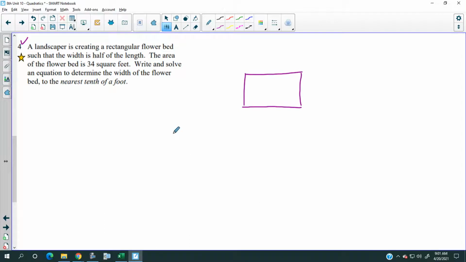All right, I really like this question. Okay, so now let's read again. The width is half the length, right? So we got the length here, and the width is half of that. Half the length is the width. So far so good, right? I'm just following directions here, right?